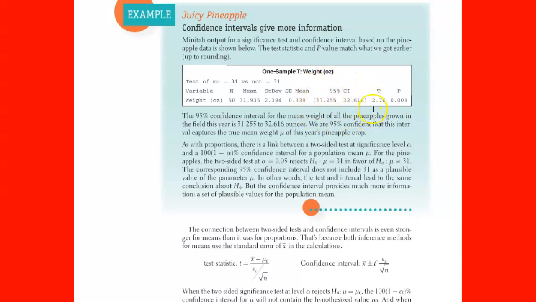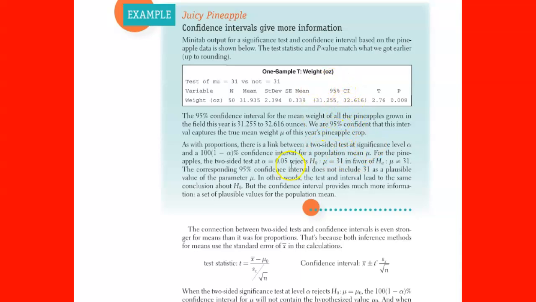Minitab also knows how to calculate confidence intervals. It says the 95% confidence interval for this data is 31.255 to 32.616. I am 95% confident that the interval from 31.255 to 32.616 contains the true mean weight of our pineapples now. Is 31 in there? Nope. That would have told me I should reject the idea that the mean is still 31. I bet it's something different.